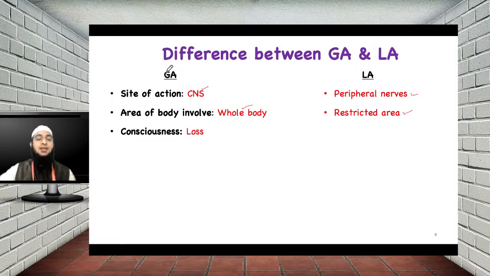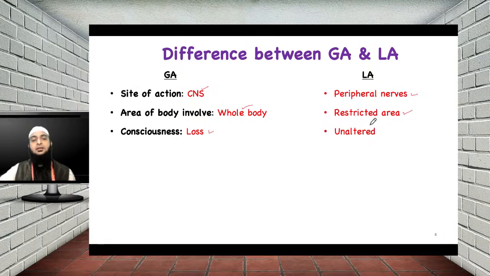Third parameter is consciousness. In case of general anesthetics, we have seen that loss of consciousness is required, especially in case of the surgical grade of anesthesia. So loss of consciousness is a must. Consciousness is lost in case of general anesthetics, but in case of local anesthetics, consciousness remains unaltered. So the patient can see what is happening with his body, what procedure is being conducted, and he can feel that.